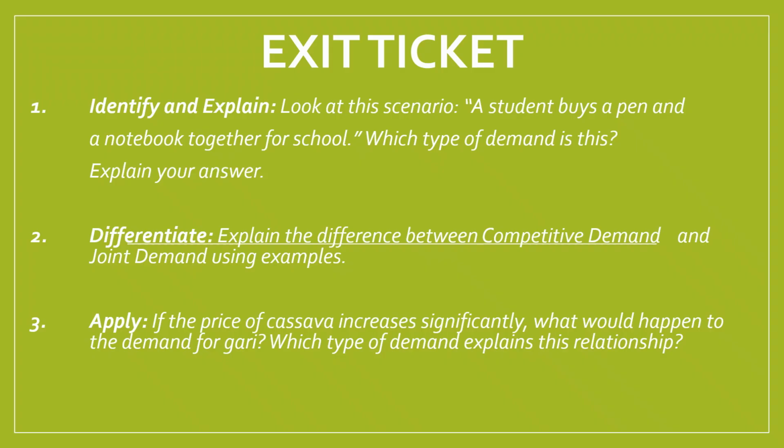That's what we mean. And now, lastly, you apply. If the price of cassava increases significantly, what will happen to the demand for gari? What type of demand? Explain this relationship. So if cassava prices increase, what happens to gari demand? What type of demand? Explain this.